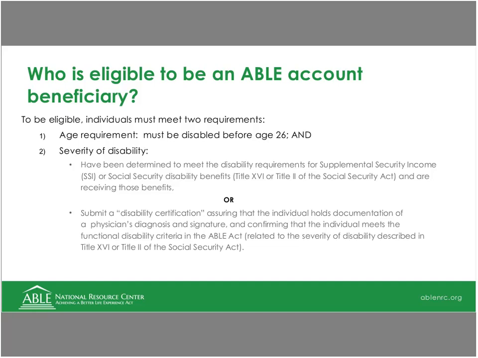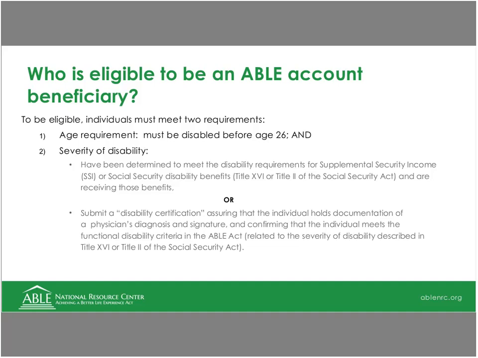So let's say that that is met. They also need to meet a criteria that's based around the severity of their disability. And that states that if the individual is determined to meet the disability requirements for Supplemental Security Income, or SSI, or Social Security disability benefits, and are receiving those benefits, and again also meet the age criteria, then they're eligible to open up an ABLE account.